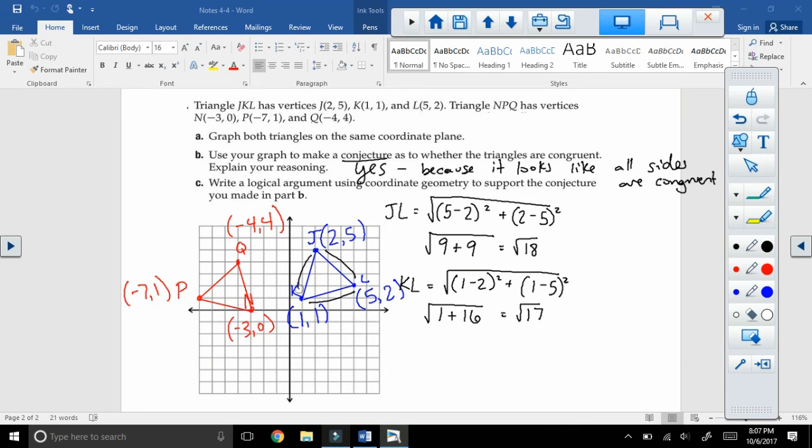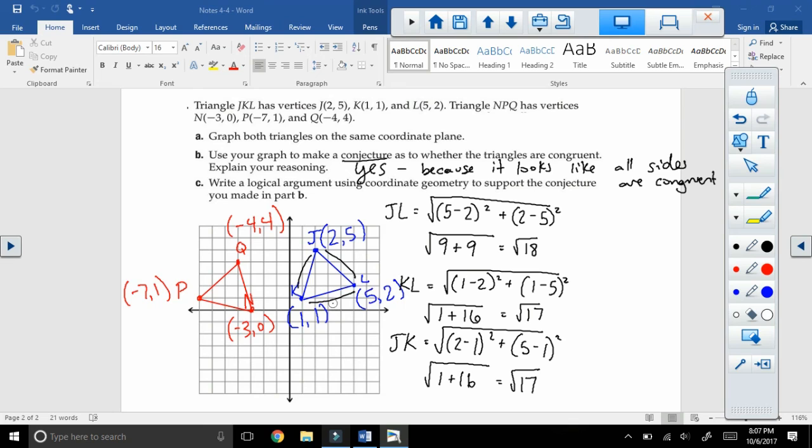And then the last one I have to do JK. And for this one, the difference of the x values squared, difference of the y values squared. So I have 2 minus 1 and 5 minus 1, and you may already notice that this is the exact same thing. This is going to be 1 plus 16, which is the square root of 17. So this actually ends up being an isosceles triangle.